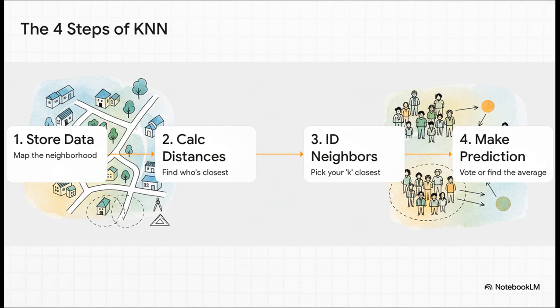Then, step 2, when a new house pops up, it calculates its distance to every single other house. Third, it picks out the K-nearest neighbors you told it to find. And finally, it makes a prediction. It either has those neighbors vote on a category, or it averages out their values. Simple as that.